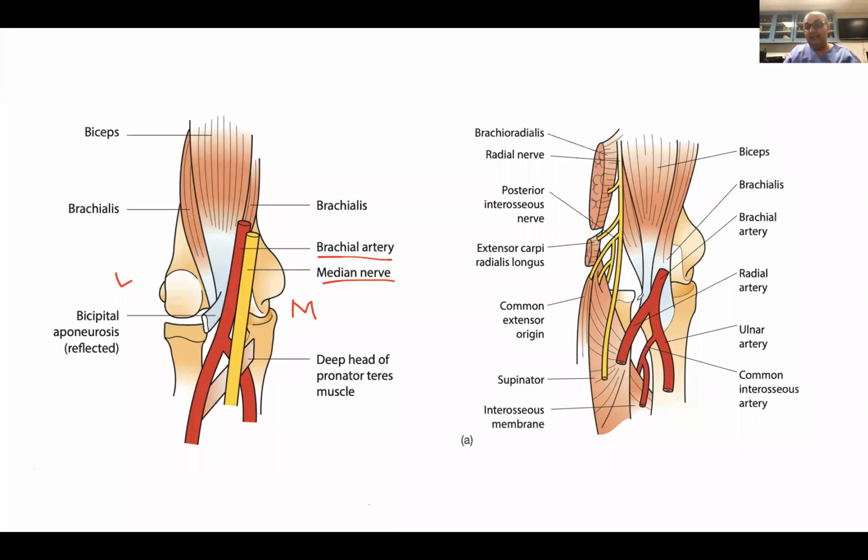And then, if you expose it a lot, you can see these things, the posterior interosseous nerve, the radial nerve, it's branched off and it passes through. But these are the deeper dissection. But here it's quite superficial. Are we good with that, or do you want more elaboration?